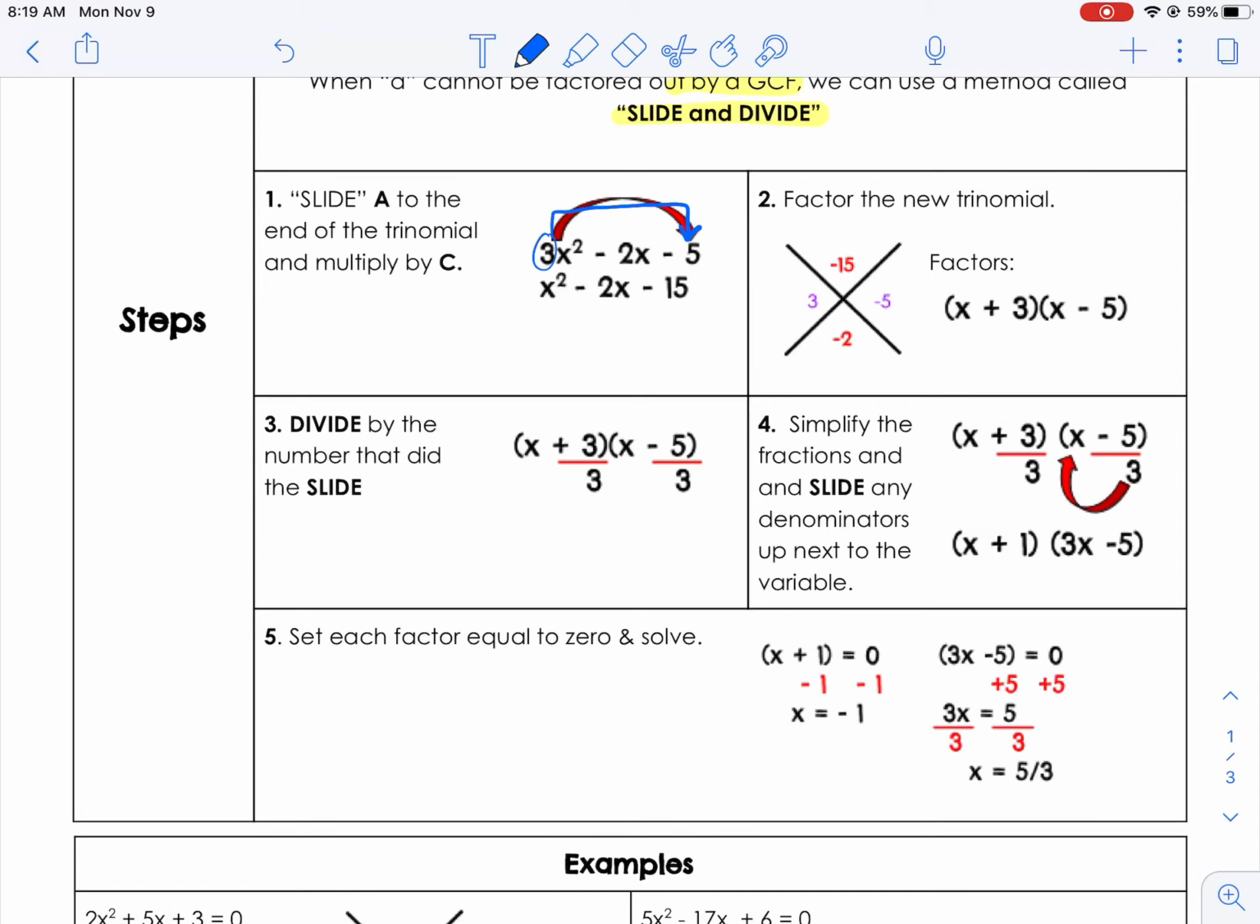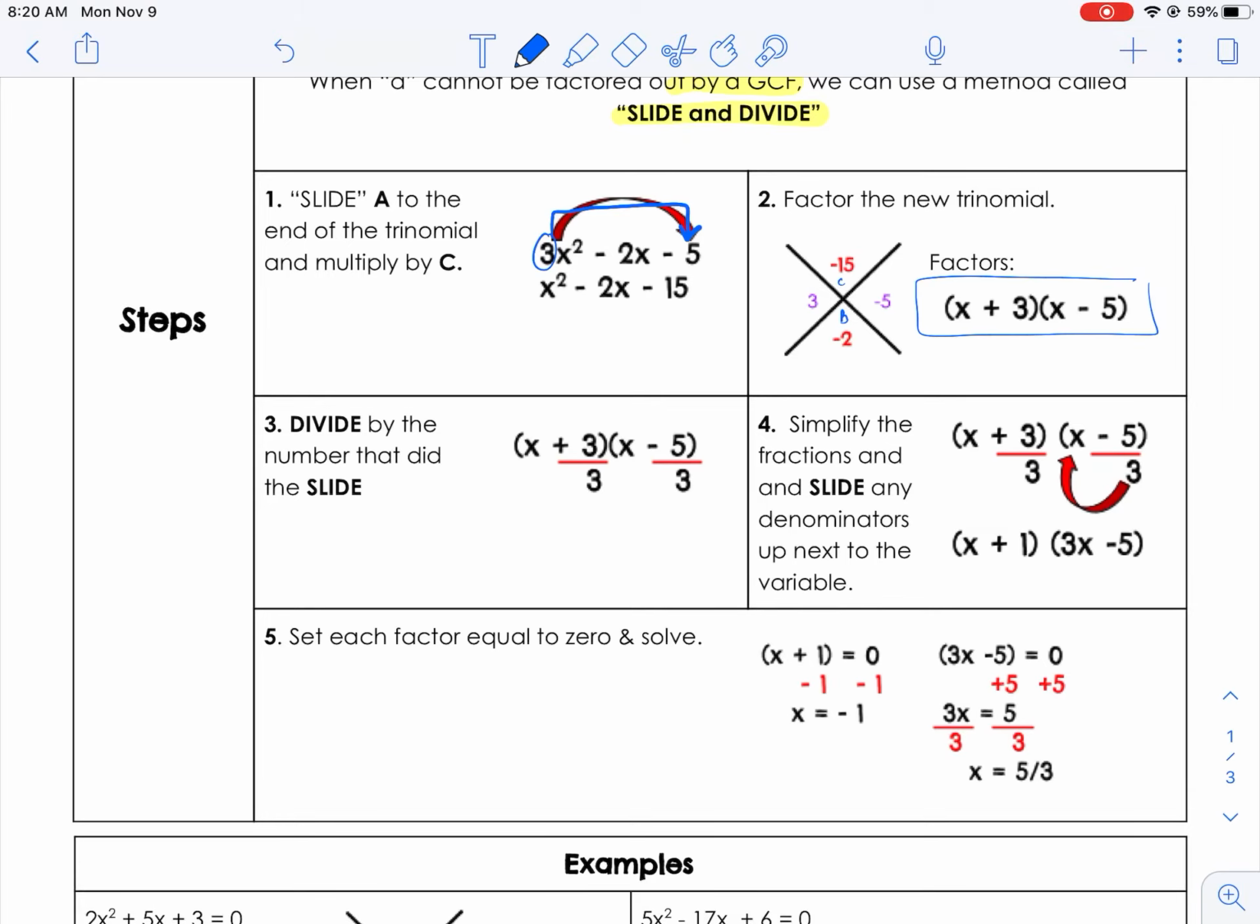So remember, our b term goes on top, our c term goes on the bottom. We are looking for the factors of -15 that add to be -2. So in this case, it's going to be -5 and 3. So those are going to be our factors over there. But since we slid and multiplied, we're going to have to account for that at some point.